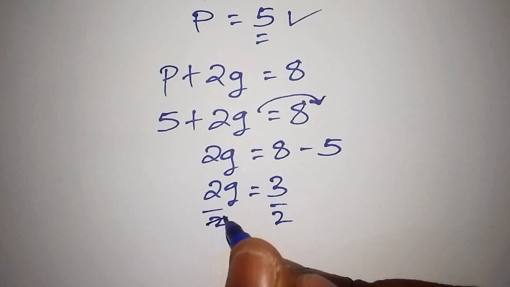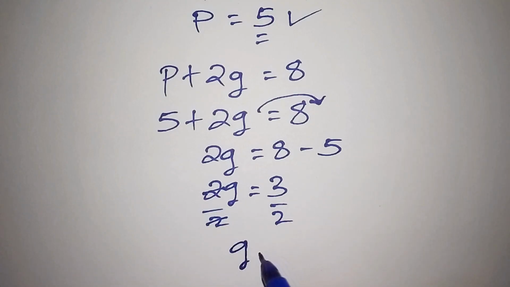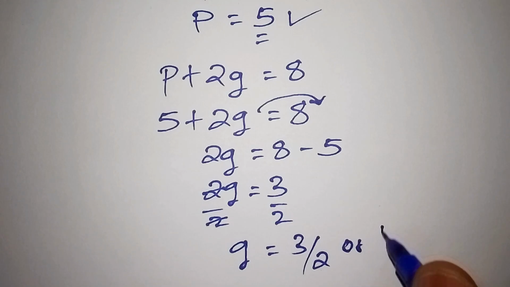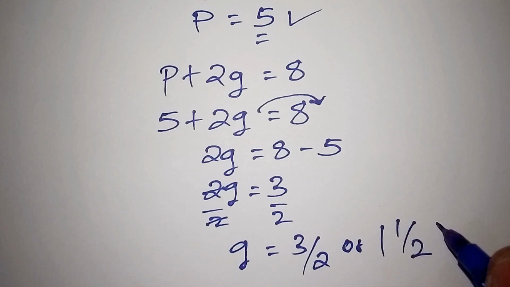So that now 2 by 2 shall cancel. So now the value for Q is equals to 3 over 2, or we can say 1 whole and 1 over 2. So that is also the answer for Q, that is 1.5.